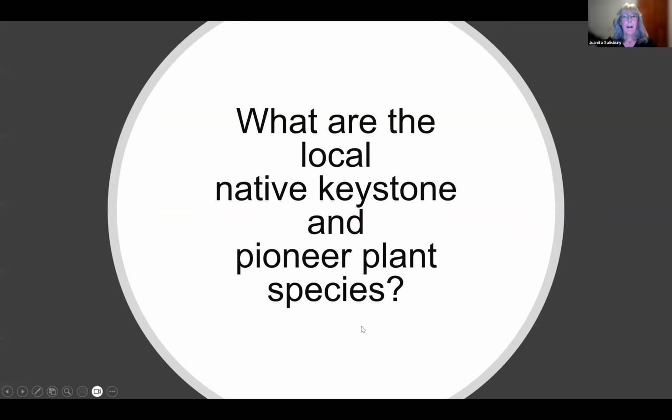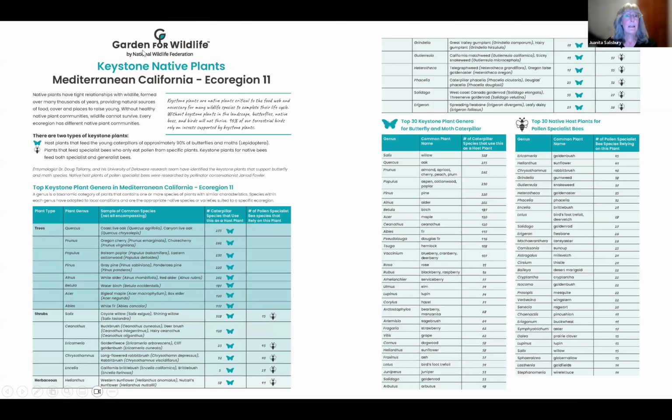Another way to tell, if we want to be more specific, is we can go to the National Wildlife Federation, their lists of keystone native plants. And this is from their website, just a screenshot of Mediterranean California, Ecoregion 11. And here they just basically show you the different types of plant genera that form the top keystone genera for you. And they break it down for us into trees, shrubs, and herbaceous perennials, and the different insects that eat them. Some feed hundreds and hundreds of species of insects, so keystones.